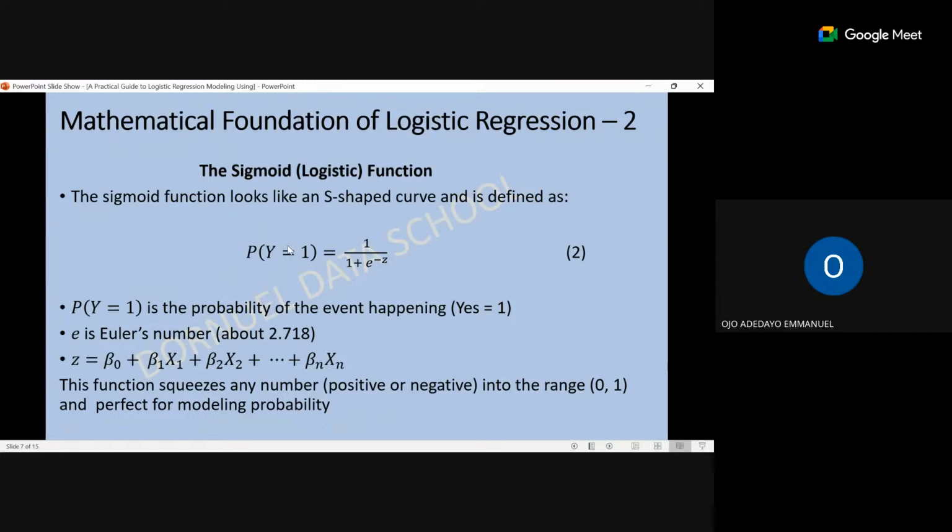So now we want to check what is the probability that this lawyer is going to win this case? Or what is the probability that the person that maybe went for a particular screening of COVID-19 is going to be tested positive? So the probability is now what? We have 1 divided by 1 plus the exponential of minus z. Now, what is that z?